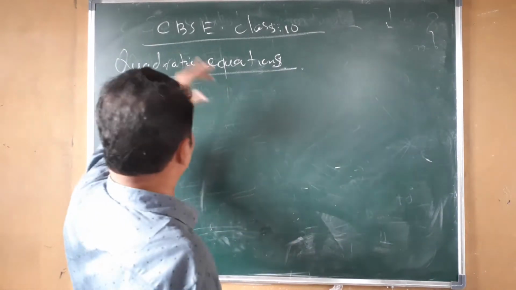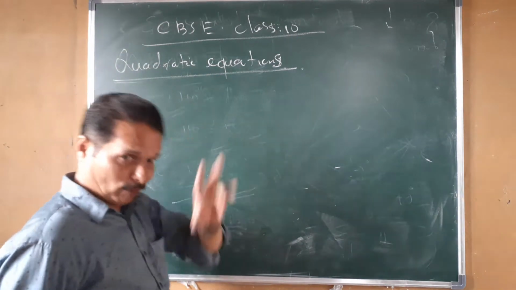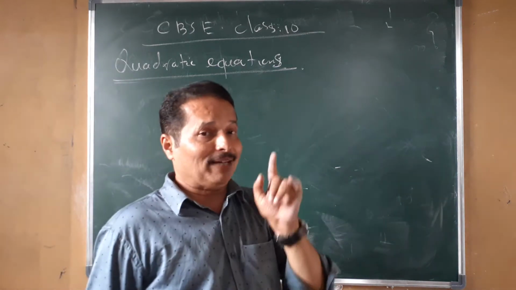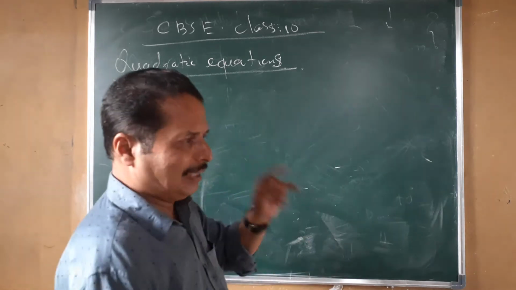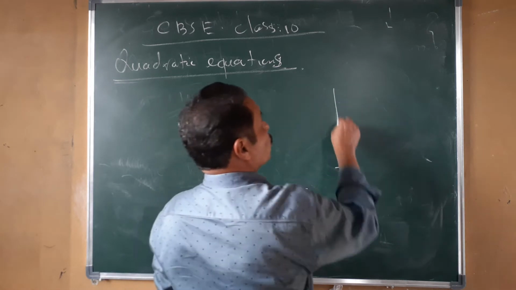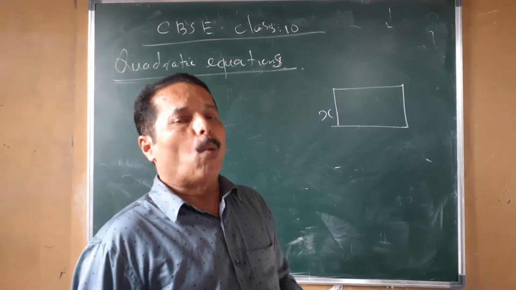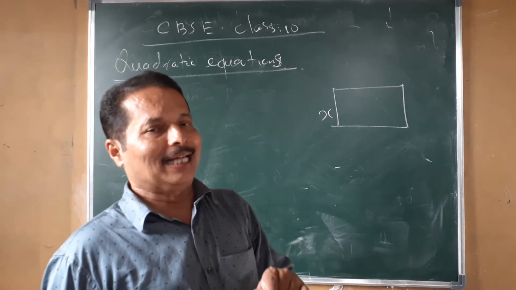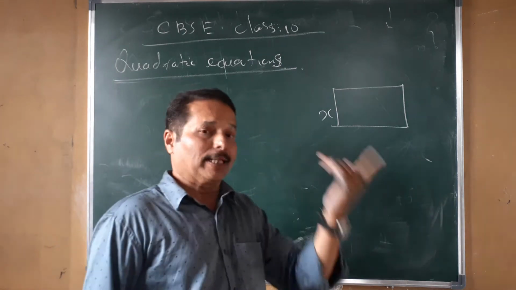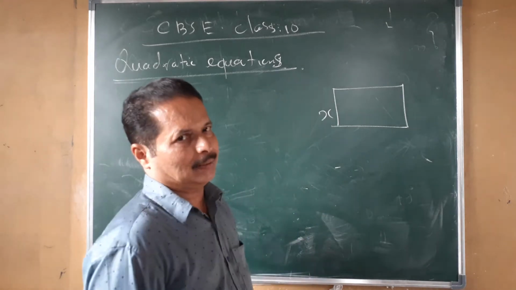Now, once again, we want to do some more problems in quadratic equations. They are word problems. Look here. Better you write the problem. The length of a rectangle is 1 centimeter more than twice the breadth. Twice means 2 times the breadth.